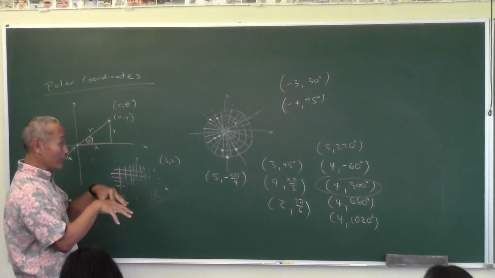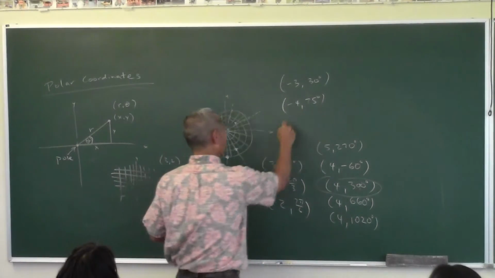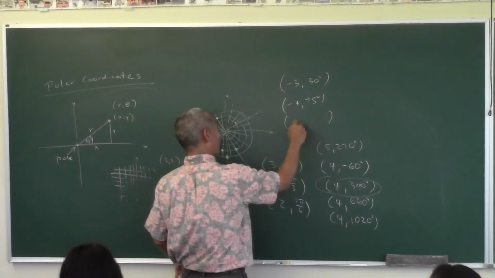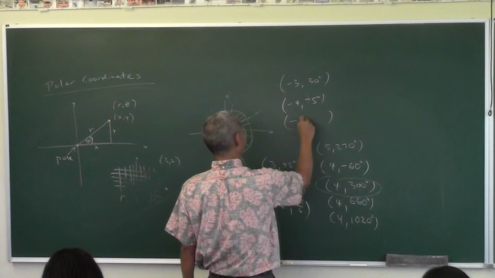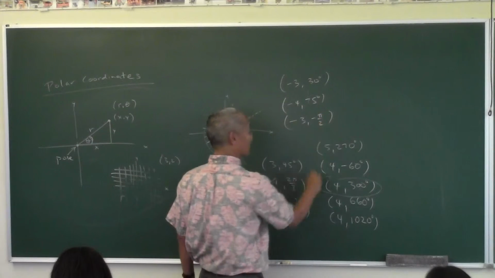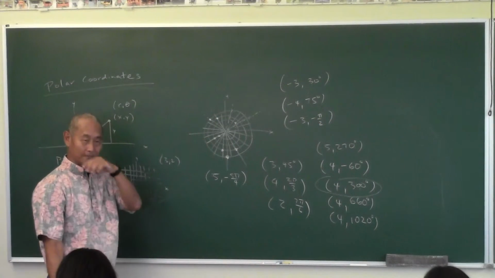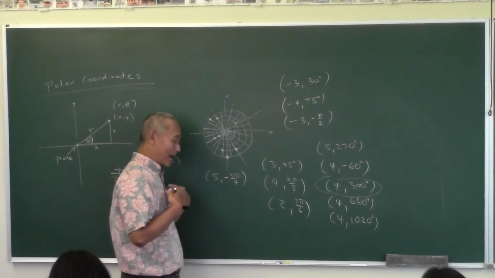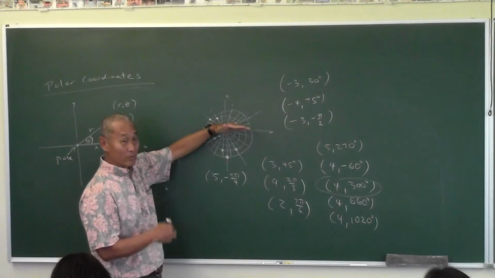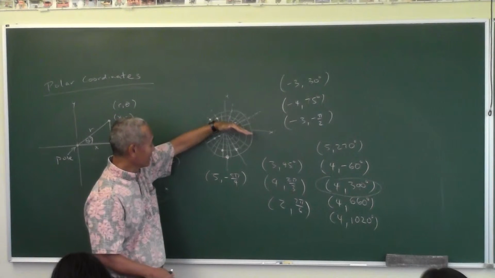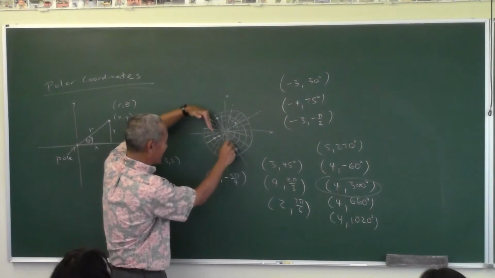Now, what would happen if both of them are negative? What if both of them are negative? Like, what if you had negative 3, negative pi/2? Is that gonna pose a problem for you? No. So again, I like to do the angle part first. So measure off an angle of pi/2, which is 90 degrees, clockwise. So that would be right down here.